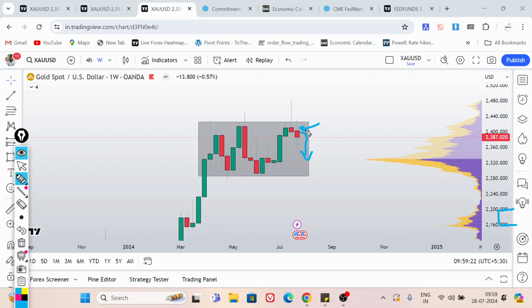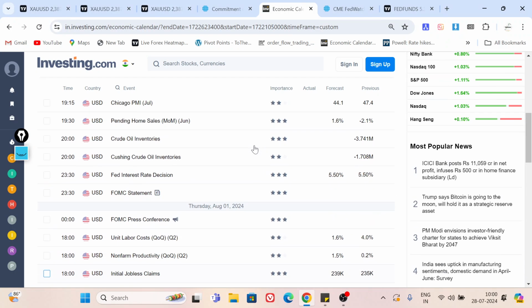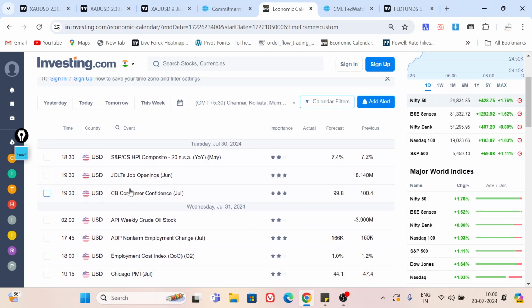For buying, I think we have to wait for confirmation at a higher level, like from around 2425, then only can we look for buying opportunities. Overall it is still in the correction phase. So these are the data that we have to watch, and these are the levels that we have to consider for next week. And what are the important fundamental data and news that we have to watch? Let's discuss those for next week.